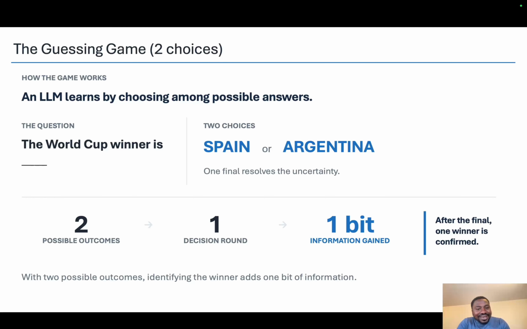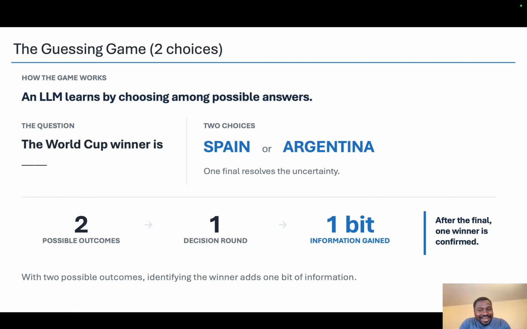So let's go back and think about the World Cup, which ended not too long ago. The World Cup was ultimately about answering the question of who the winner is. On the day of the final, you had Spain or Argentina as the winner. So we needed just one single round of decision to resolve that ambiguity. There were two possible outcomes and just one decision round, and so we get one bit of information after the winner.